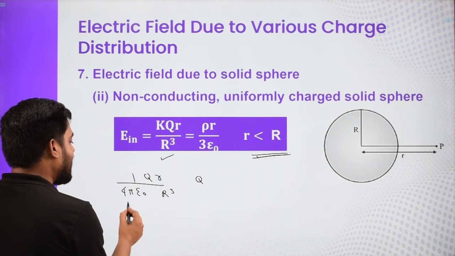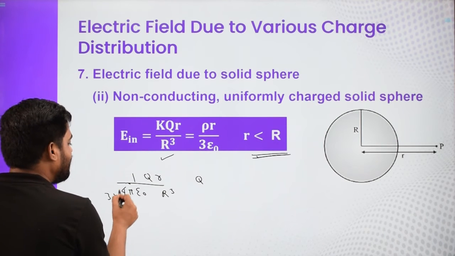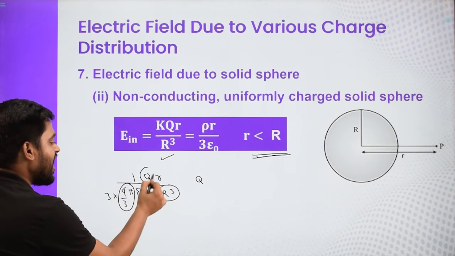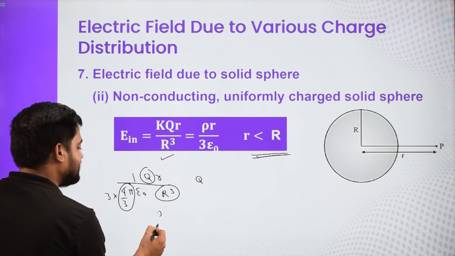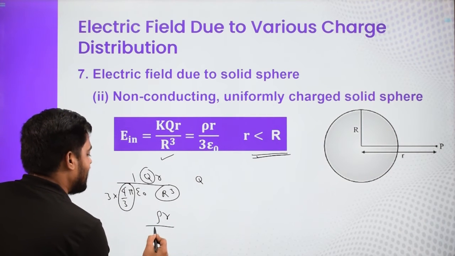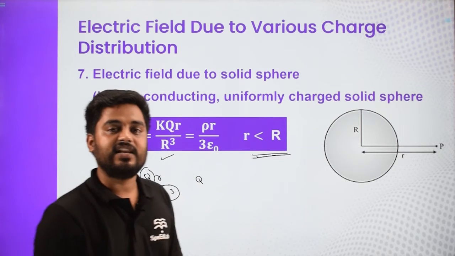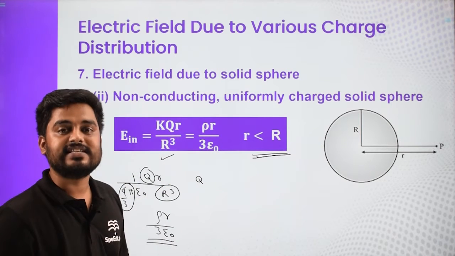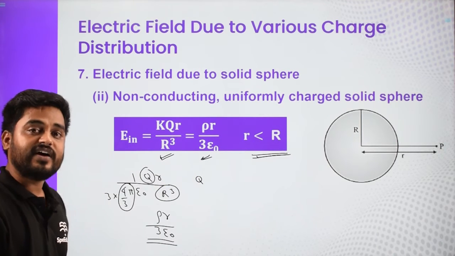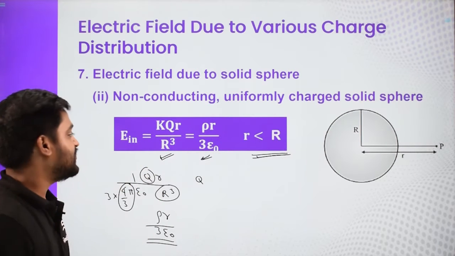What I am going to do is multiply and divide with this, 4 by 3 pi R cube. What is that? That is the volume. So total charge upon total volume is nothing but density, volume charge density, and R divided by 3 epsilon naught. So it can also be written as rho R by 3 epsilon naught. That is another way to represent the same thing. Either you can remember this or you can remember this. If you want to be faster, you can remember both the formulas. Sometimes this is utilized, sometimes that is useful.